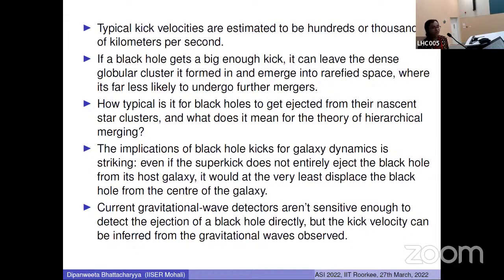So, how typical is it for black holes to get ejected from their globular clusters, and what does it mean for the theory of hierarchical merging? We are going to explain that. Now, the implications of black hole kicks for galaxy dynamics are also quite striking, because since the escape velocity in galaxies is quite high, maybe the kicked black hole will not escape the galaxy, but it can shift from the center to some other place. That will, of course, alter the galaxy core dynamics for at least 10 million years. So that's why it is quite striking for galaxies as well. Now, current gravitational wave detectors are not sensitive enough to detect the black hole kick directly, but it can be inferred from the observed gravitational waves because of the Doppler shift of the waves due to the kicks.